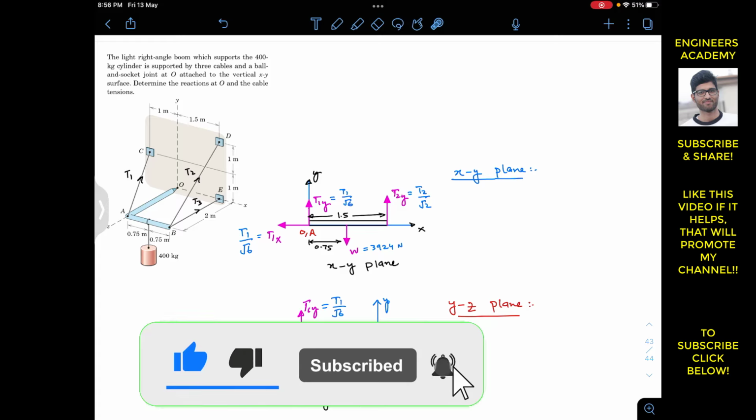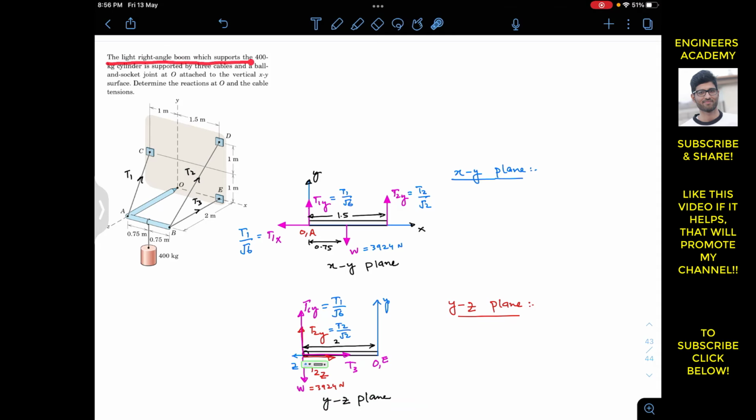Now we are going to solve this problem which says that the right angle boom which supports the 400 kg cylinder is supported by 3 cables and a ball and socket joint at O attached to the vertical XY surface. Determine the reactions at O and the cable tensions. So we have to find the tension in these cables and we have to determine the reactions at point O. So we have to find OX, OZ and OY reactions, and this right angle boom supports this 400 kg weight.